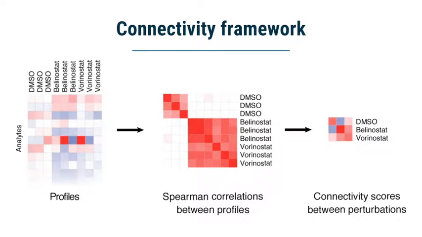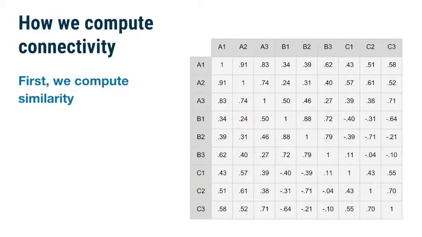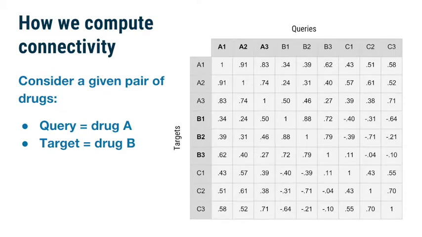Okay, so how do we compute the connectivities? Well, we start with the Spearman correlations, the similarity matrix. It looks like this. This is toy data. We've got 3 drugs, A, B, and C, in the rows and the columns. So for every pair of compounds, we do this procedure. So let's take drug A and drug B. We'll call the first one the query. It's in the columns. And the second one the target.